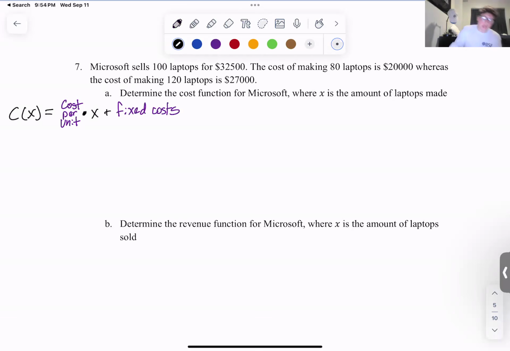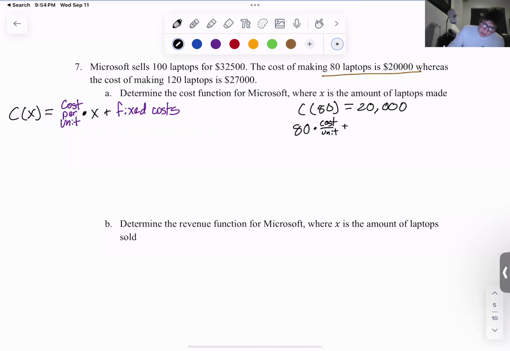Now, the question description doesn't tell us what either of those are. It just tells us that it costs us this for making this amount and this for making that amount. So how do we figure out the cost per unit and fixed cost? Well, here's how we do it. You know that C of 80 is going to equal 20,000. You know that because of this right here. Making 80 laptops costs you 20,000, which means that 80 times the cost per unit plus the fixed costs equals 20,000.